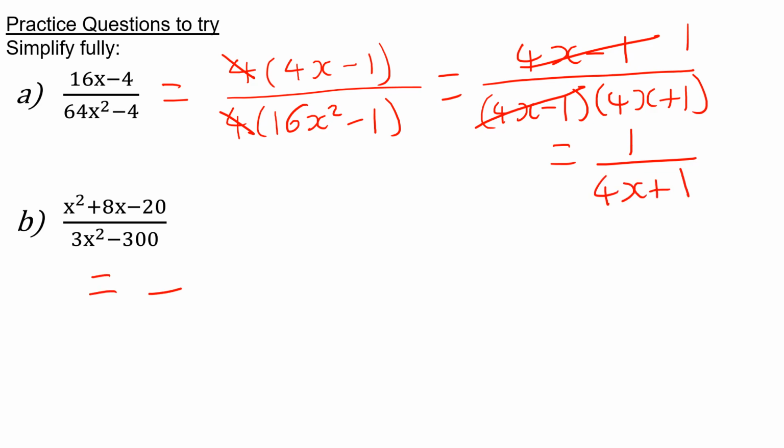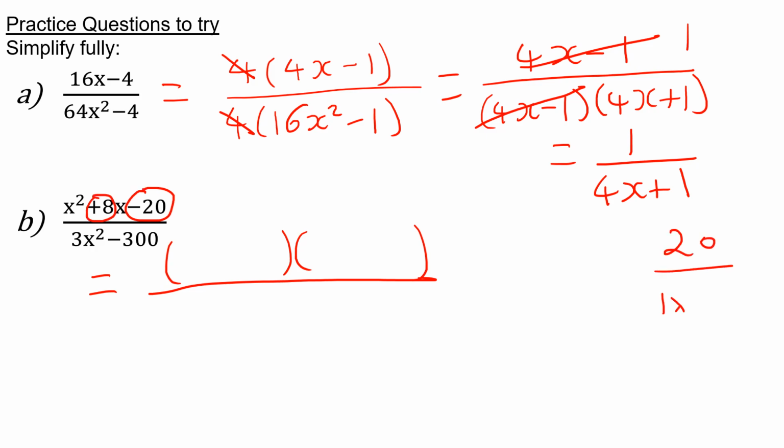In B, I need to factorize the quadratic. I need a pair of numbers that will multiply to give minus 20 and add to give 8. If I consider the factors of 20, I have 1 times 20, 2 times 10, 4 times 5. But they need to add to give 8. So the only thing I could consider would be minus 2 and plus 10. So x minus 2, x plus 10.